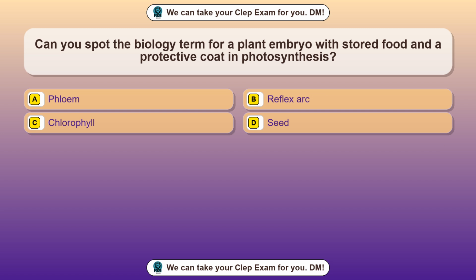Question 37. Can you spot the biology term for a plant embryo with stored food and a protective coat in photosynthesis? Option A, phloem. Option B, reflex arc. Option C, chlorophyll. Option D, seed.